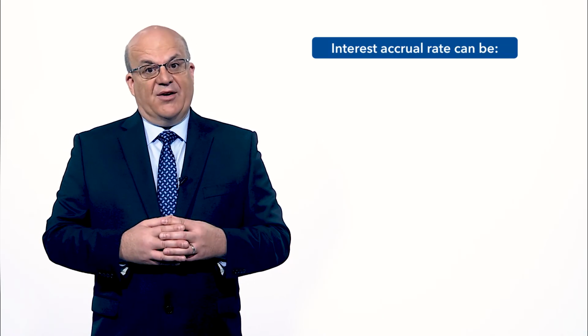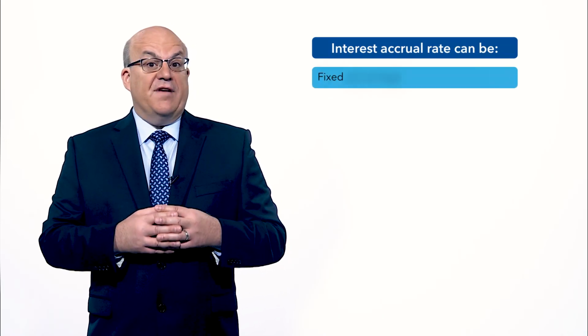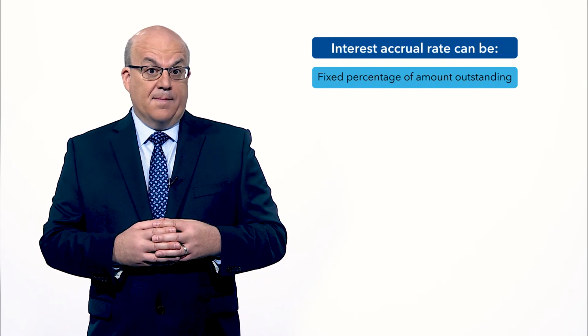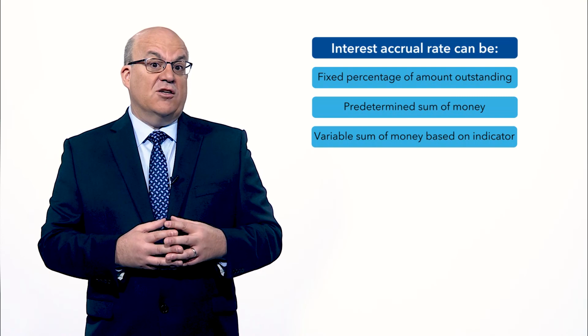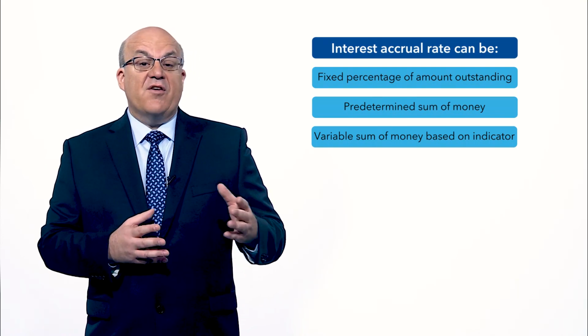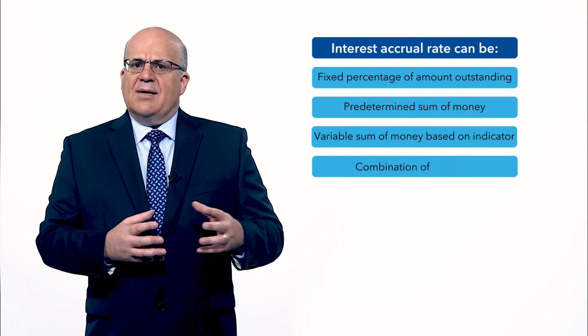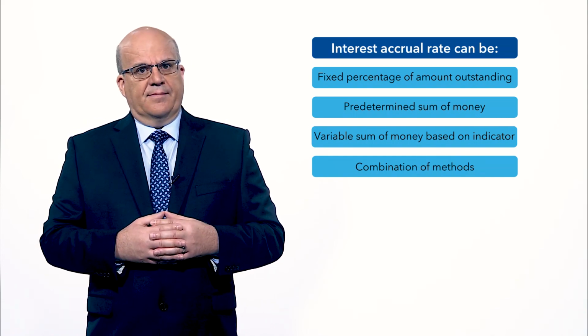We should not confuse accrued interest with what is commonly referred to as interest payments on a cash basis of recording. Periodic debt service payments may cover part of or all of the accrued interest. The rate at which interest accrues depends on the contractual agreements. It can be a fixed percentage of the amount outstanding, a predetermined sum of money, a variable sum of money dependent on a defined indicator, such as a reference index, or some combination of these methods.